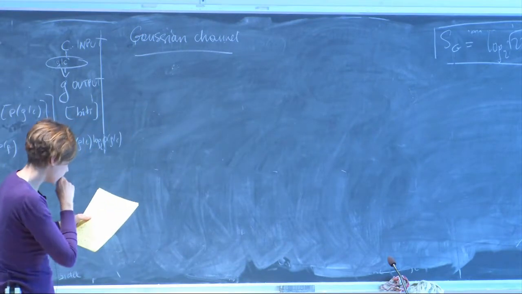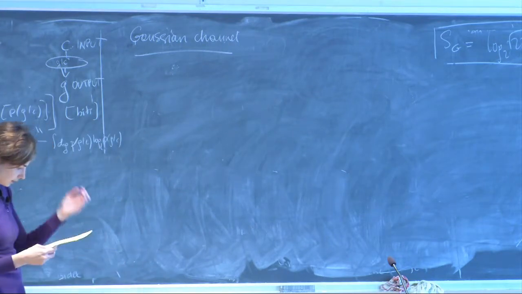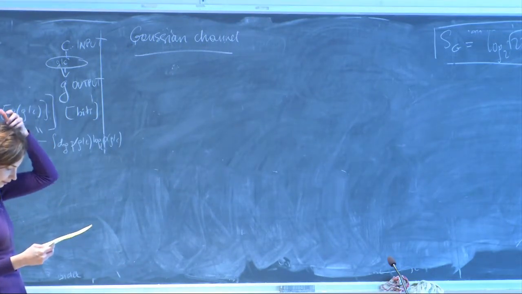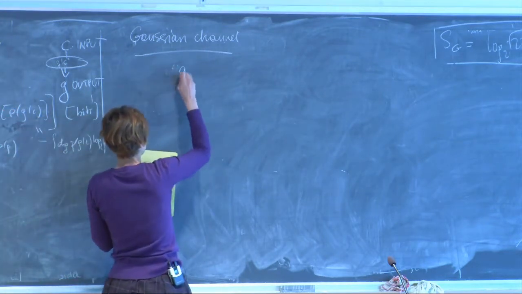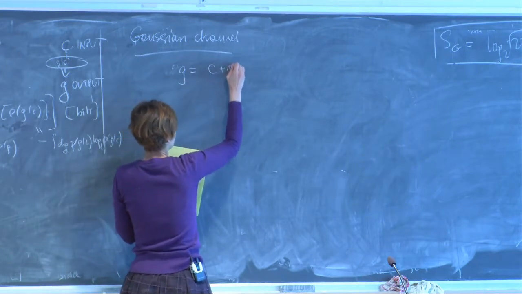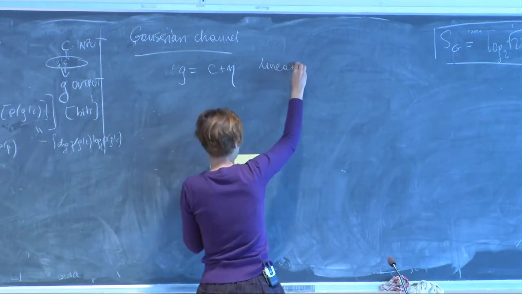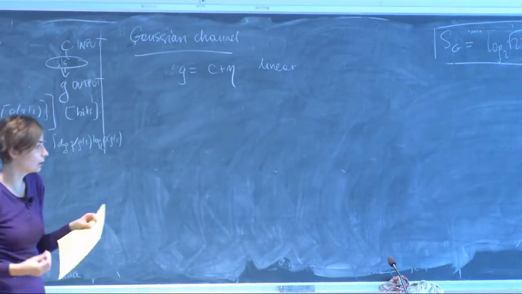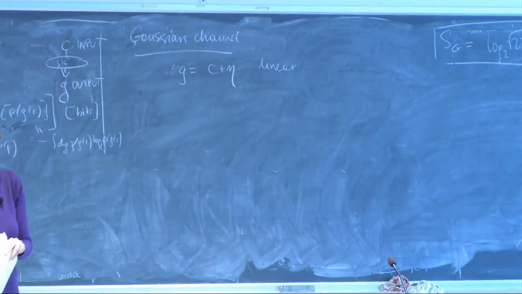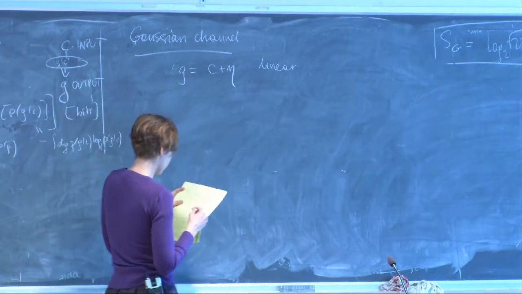So what is a Gaussian channel? We're going to calculate the information transmitted in a Gaussian channel. We're going to assume that our output is given by the input plus some noise. So there's a linear relationship here, which can mean it's either really linear or you take something that's non-linear and you linearize it, like we did yesterday, right? Remember that? Or was it 2 days ago?